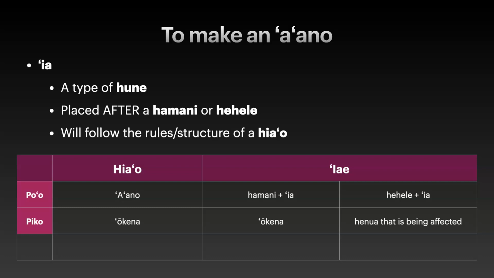Okay, so you see how we have the okena in the piko, and then in our ʻAe for the hia'o, yeah, the ʻAkena gets marked by either ʻI or ya. In the ʻIae, the ʻAkena gets marked by ʻe. Yeah, so that's part of the reasoning on why this is called the ʻIae, because you have to use ʻia, yeah, to make the hamani and a'ano, and then you have to use ʻe to mark the ʻAkena, so the ʻIae.